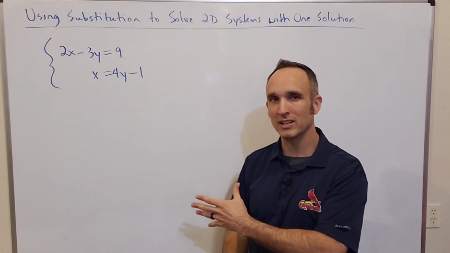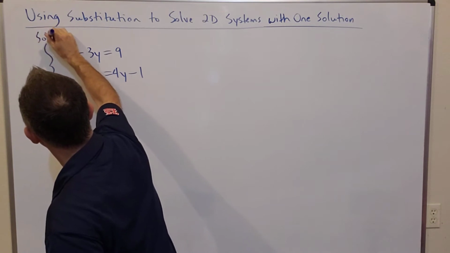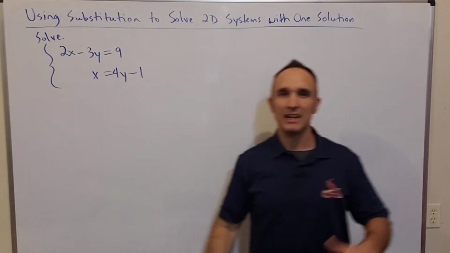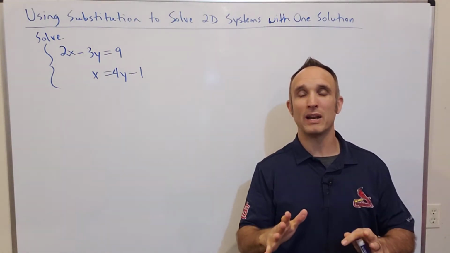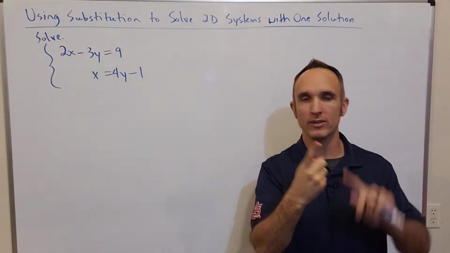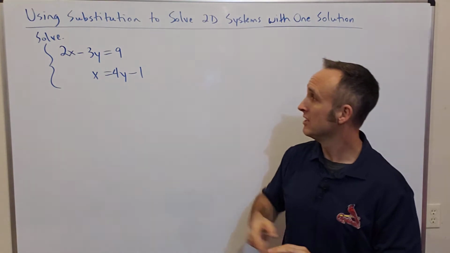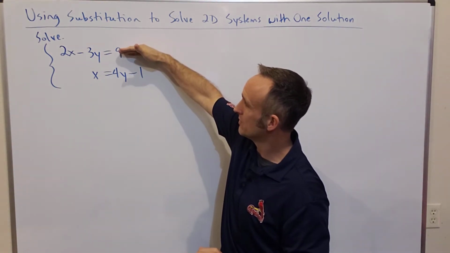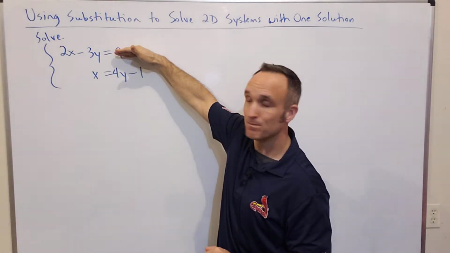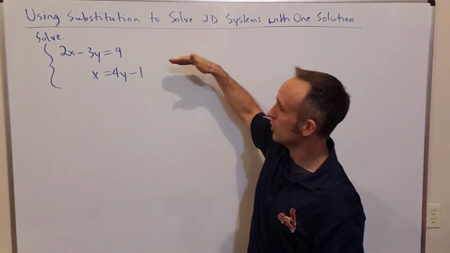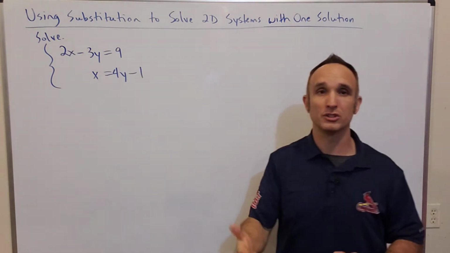And the instructions that might accompany a system like this would be maybe solve. And the word solve here again means find any ordered pairs. In this case, we're going to find one. That's the most common case. Find all ordered pairs that make this equation true. In other words, geometrically, all ordered pairs on this line. And find ordered pairs that are on this line that are also on this line. In other words, make this equation true also.